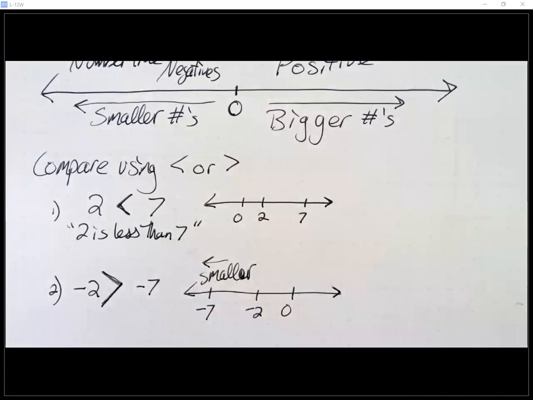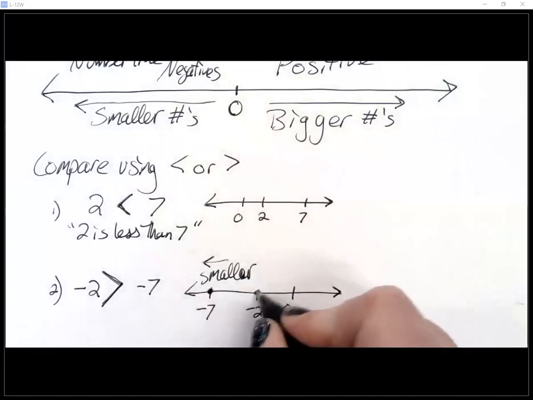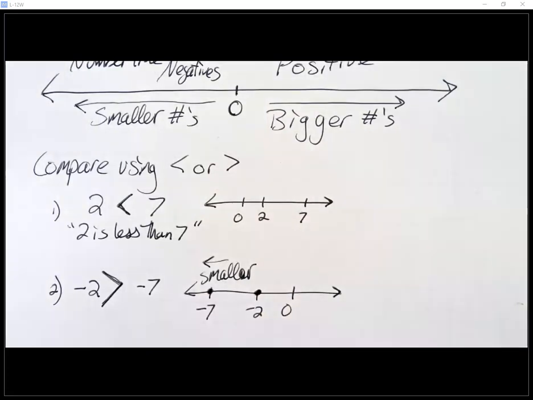By the way, if I ever asked you to graph -2 and -7 on a number line, you literally just put dots at their values. So there's a section on your homework where it'll give you some numbers and it'll say, hey, graph these. You just put dots at each of the numbers.